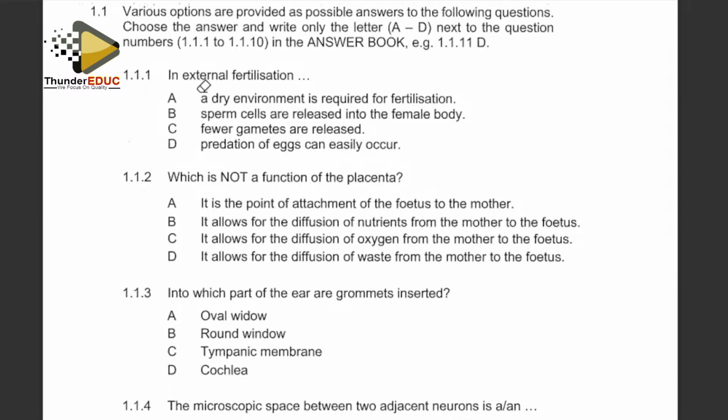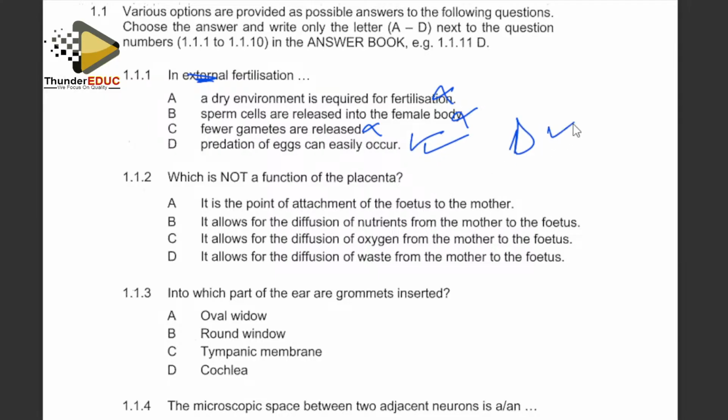They're saying that in external fertilization, dry environment is required. Nope. We don't want a dry environment. Sperm cells are released into the female. Nope, because it is external. They're saying fewer gametes are released. Nope, you need a lot so that you are able to have at least some of them to go to the what? To the ovum. They're saying that predation of eggs can easily occur. Yes, because the eggs are not being protected. So the most correct answer here looks to be D.